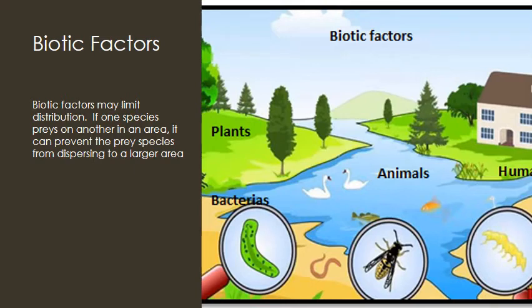So there are lots of things going on there. Now we're going to move into slightly less interesting things. There are lots of things that limit distribution. We talked about some abiotic things. Here are some biotic things. If one species preys on another in the area, then that prey species is going to be prevented from dispersing to a larger area. If you're eaten, you can't go somewhere else. The more predators there are, the more check there is on that prey.